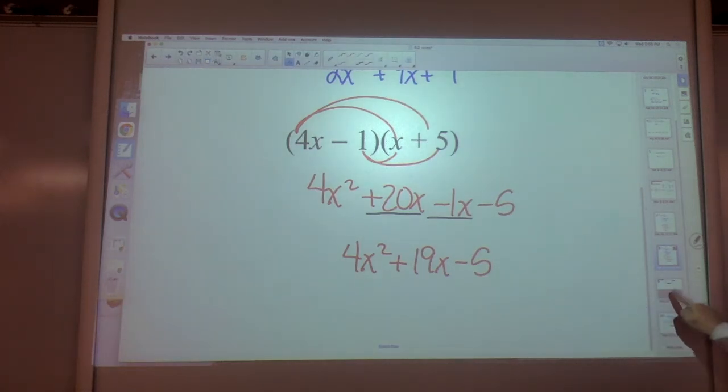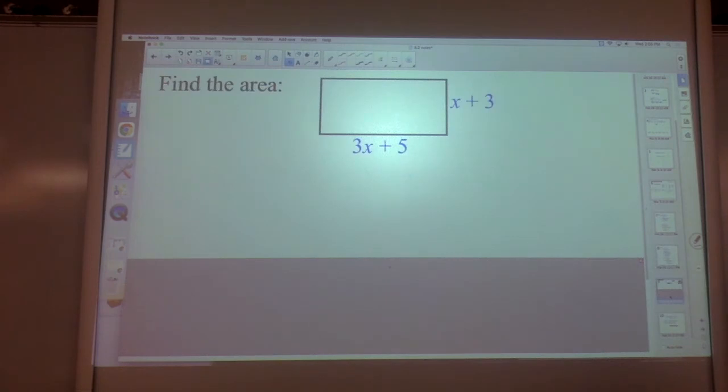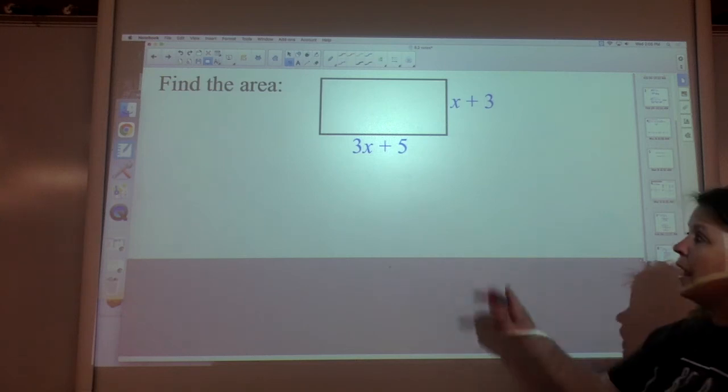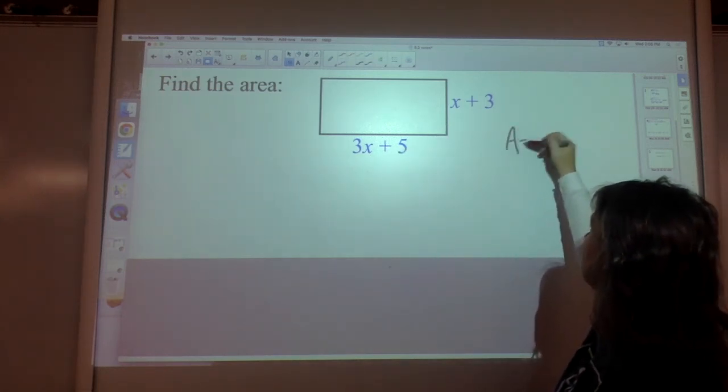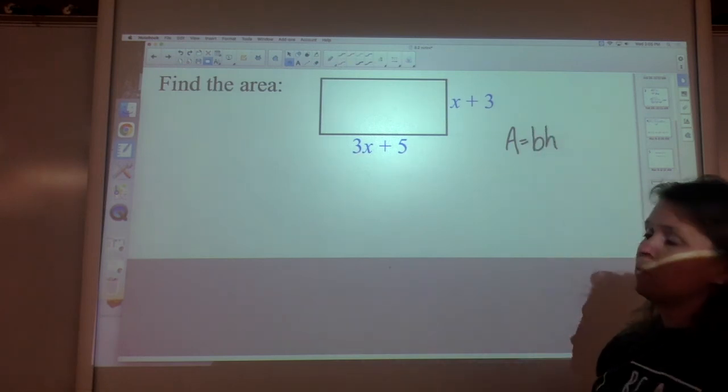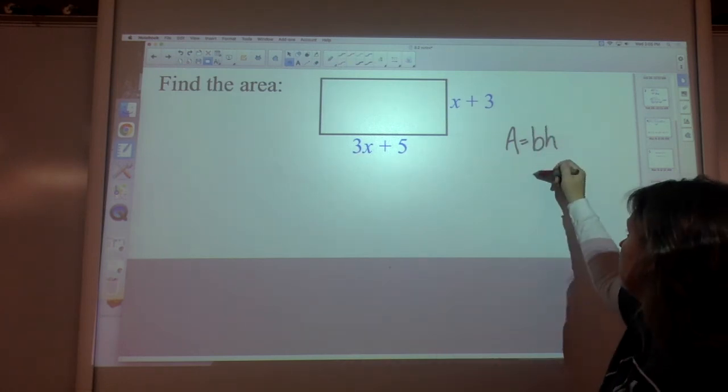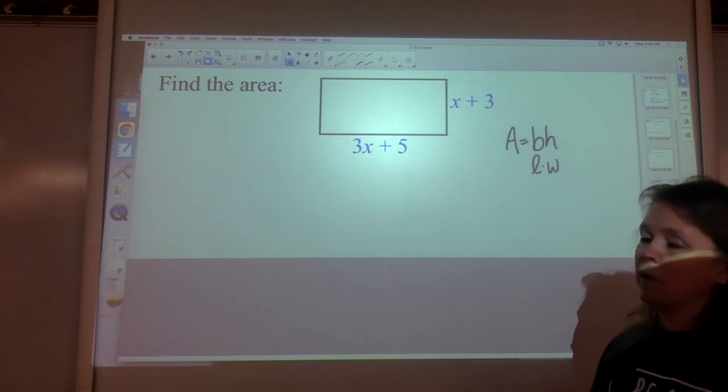Pretty much the same thing over and over. Hope you get the hang of it. And they're going to give you an area problem. Remember when we did adding, we got a perimeter problem. But that's because when you add, you do perimeters. When you find area, you multiply. How do you find area of a rectangle? You take its base times its height. Or some of you in elementary school called it length times width.